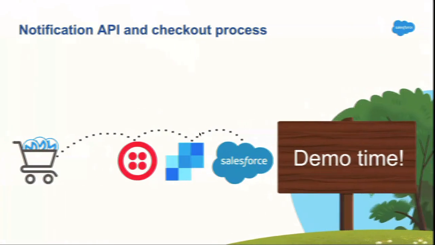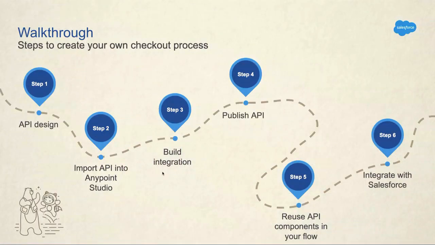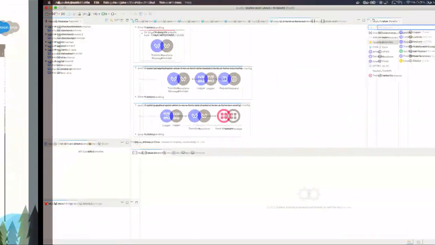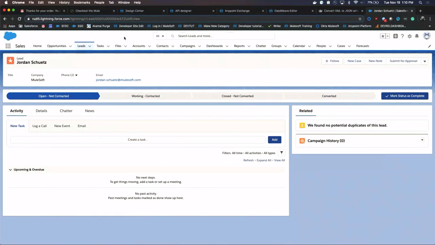So how did this all work? We're going to walk through how we built this sample app. We're going to start off by talking about API design. Then we're going to talk about how we imported our API into Anypoint Studio, how we built the integration, how we published it, how we reused it, and then finally how we integrated with Salesforce. So let's go into the first step.